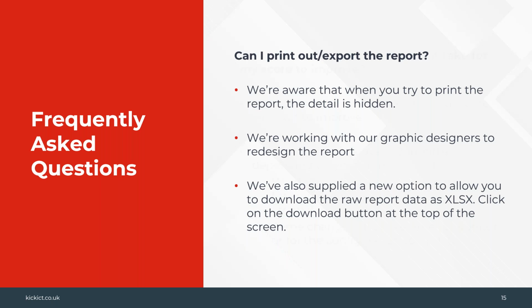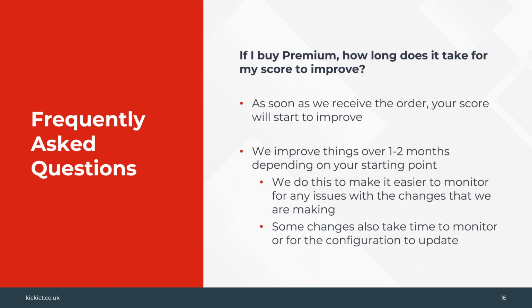The final question I've got here is, if I buy the premium service, or get the subscription to that, how long does it take for my score to improve? The short answer is as soon as we get the order through, we'll start working on things for you. Obviously, there's a few different areas. There's the vulnerability scanner we need to roll out and configure. There's the DMARC, DKIM, SPF we need to configure. But there's also the work on improving the security score at the same time. Generally, we say that it will take between 1 and 2 months before the score will get up to the level that we guarantee it will get to.